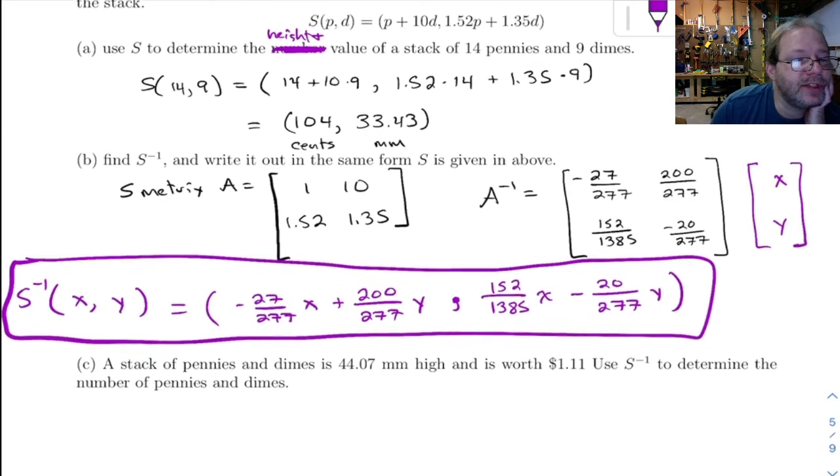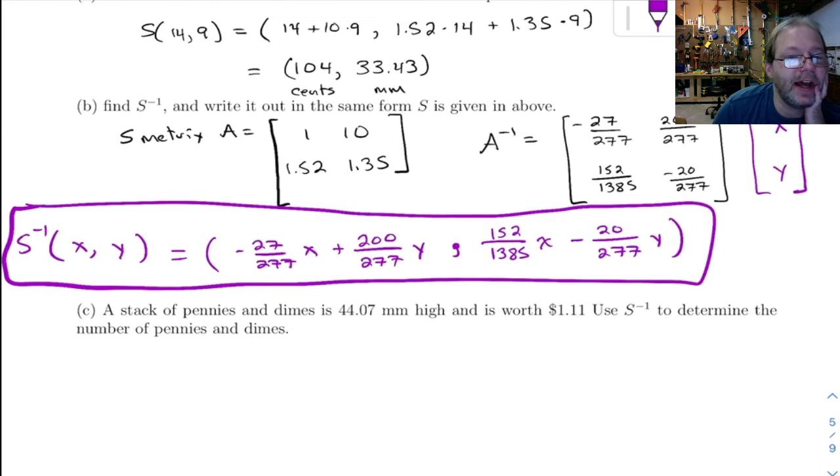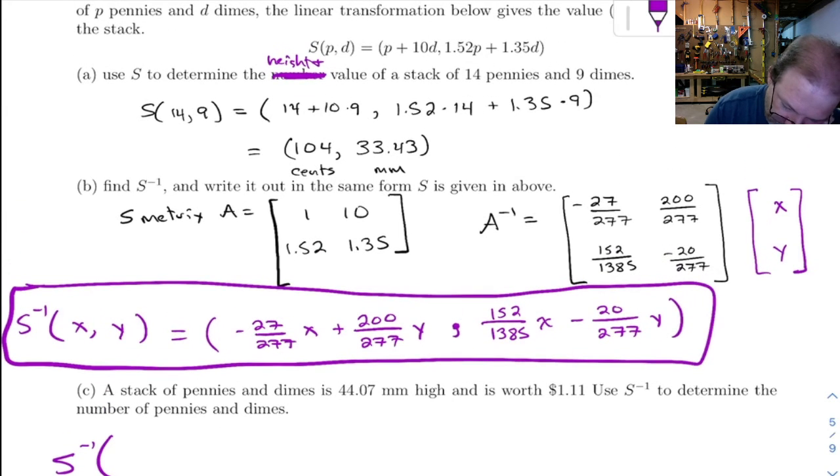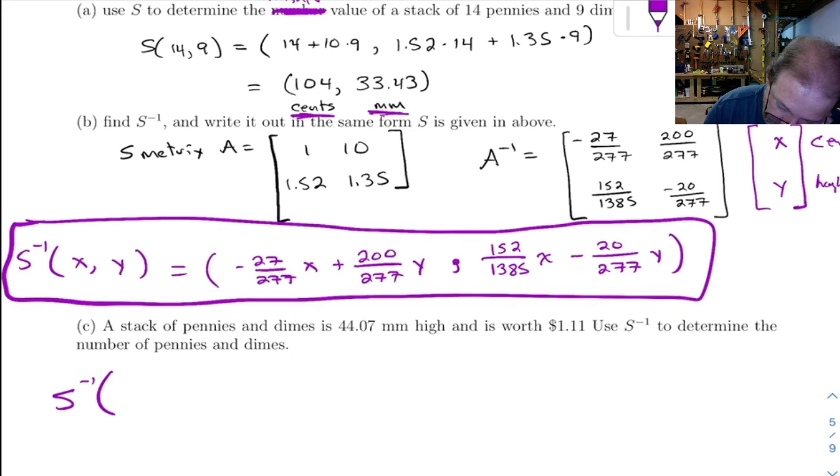And the last part of the question says, a stack of pennies and dimes is that high and worth $1.11. Use S inverse to determine the number of pennies and dimes. Okay, so the way we do this is we do S inverse of, let's see, which of these is first and which is second? Well, we'll go back up here and look. This gave us cents first and then height. So I'm going to plug in the cents first. It's $1.11, so that's 111 cents. And then it's 44.07 millimeters.